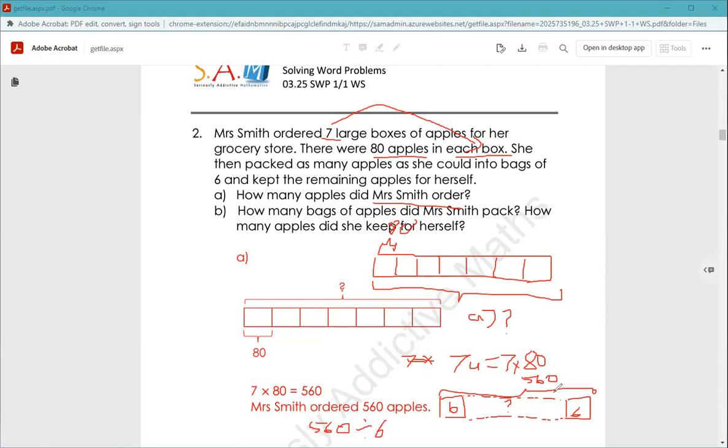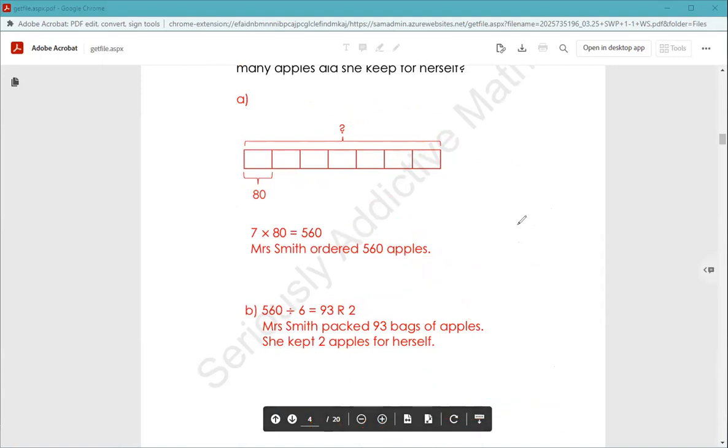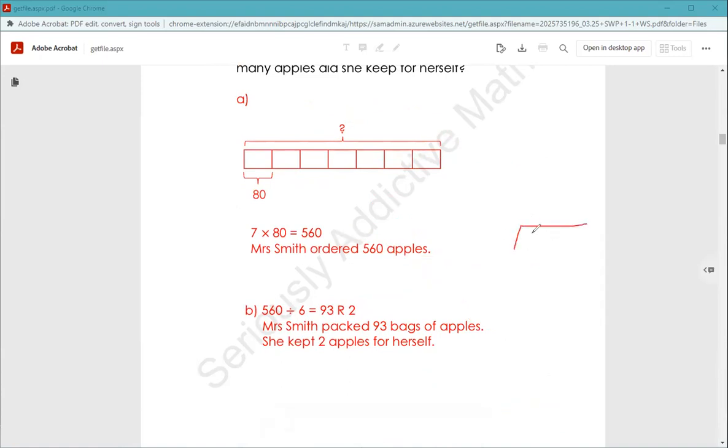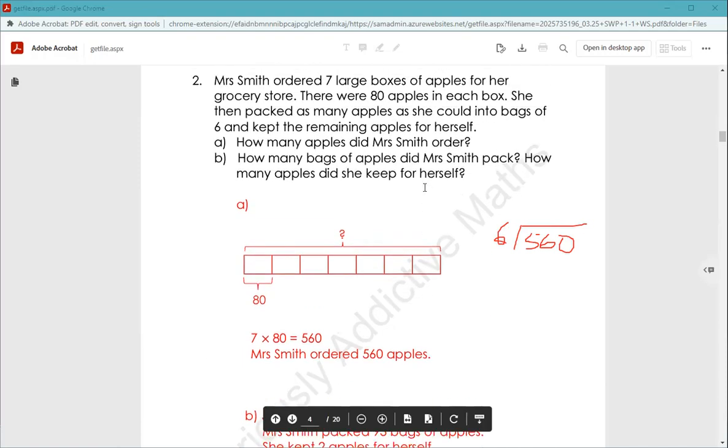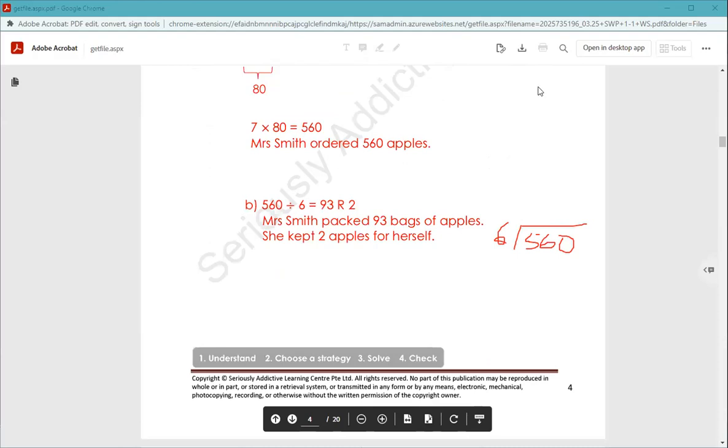So the working is very important. Get them to do the working, and then they should be able to get the remainder. When I say working, of course, we're talking about applying what they have learned in class last week. So please ensure that they do this, divided by 6, and then they will get the remainder. So the answer is that she can pack 93 bags. The remainder is what she keeps for herself.